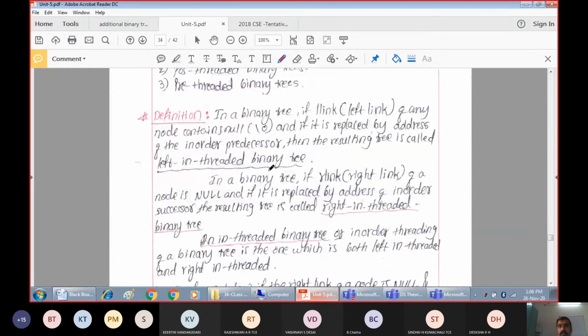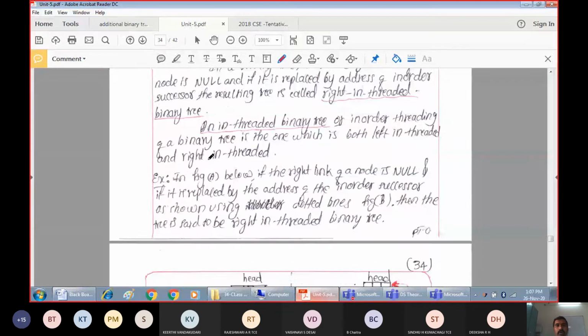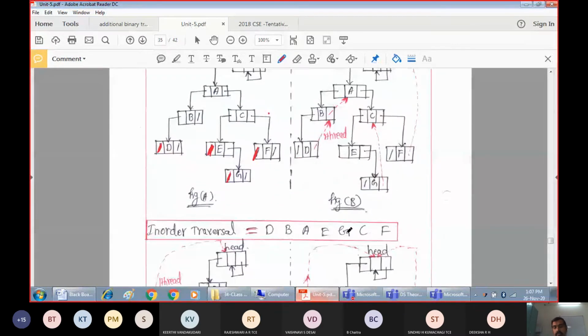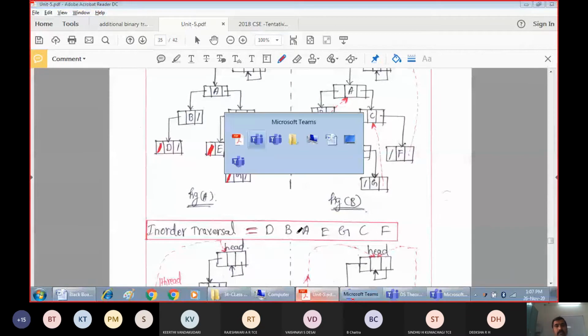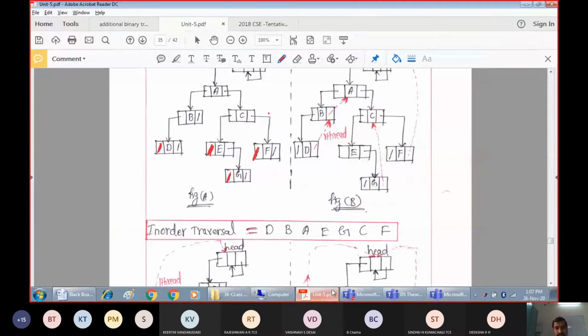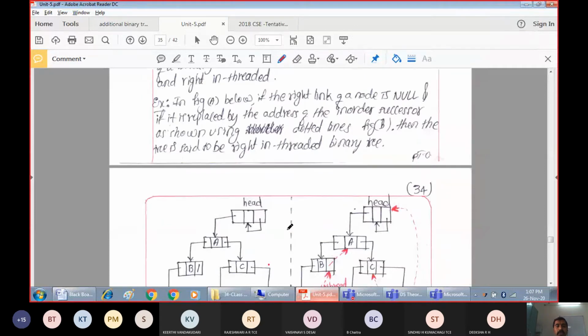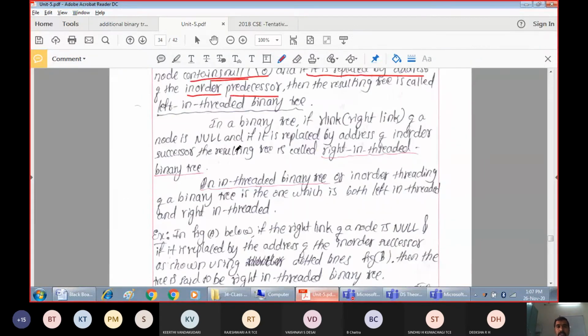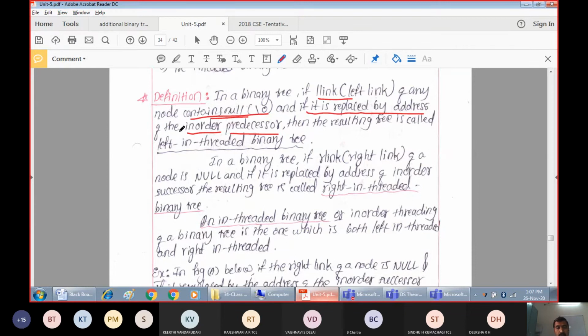If any node's left link contains null, and it is replaced by the address of the in-order predecessor, then the resulting tree is called a left in-threaded binary tree. In-order means you should write the in-order traversal. Already we have written the in-order traversal. For the in-order traversal, you should obtain the predecessor of that node.